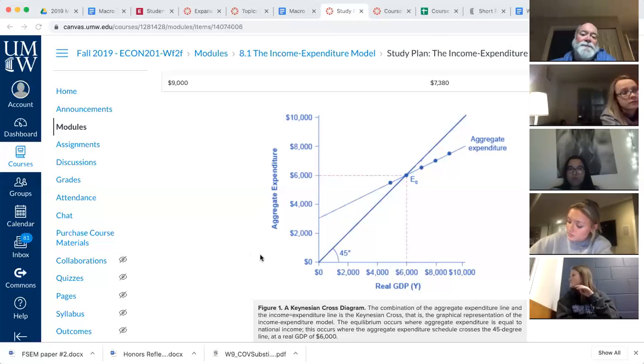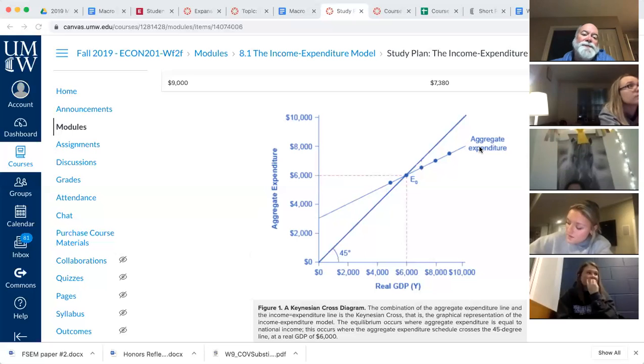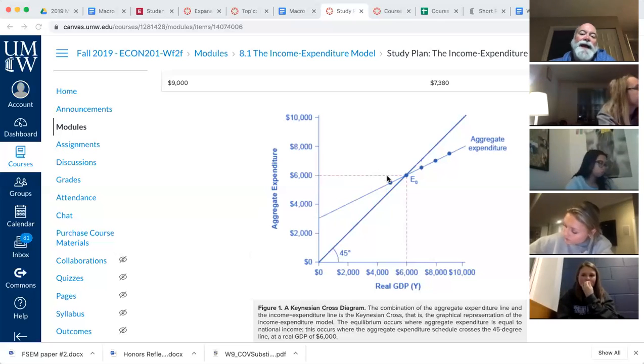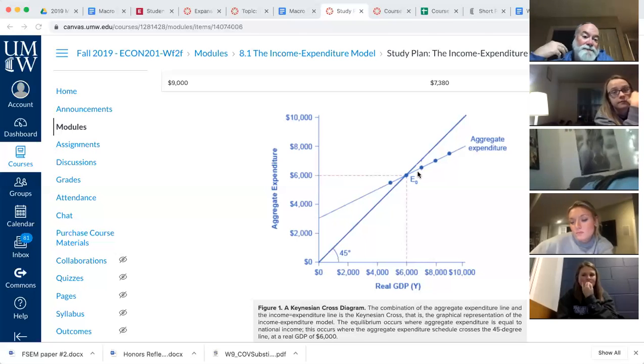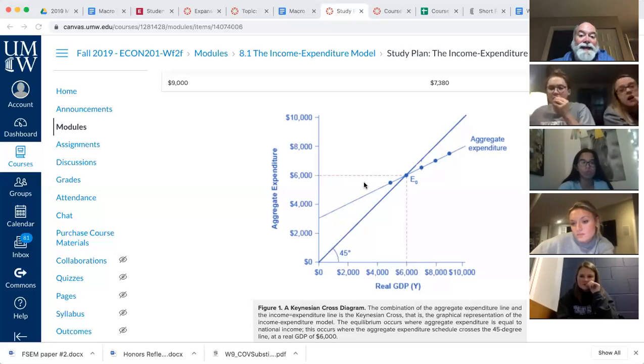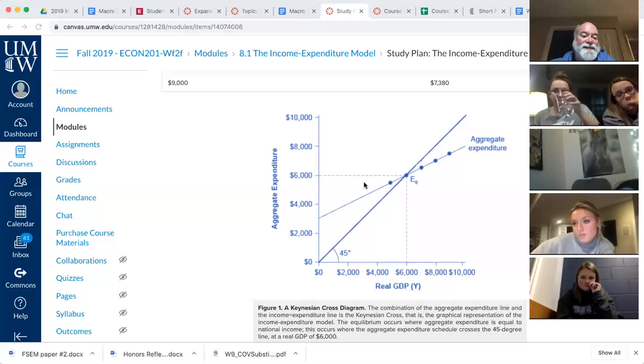But here's what Keynes had to say. Think about what goes into aggregate expenditures. We know that aggregate expenditure is consumer spending plus investment spending plus government spending plus net exports. Every year, people make decisions about consumption, businesses make decisions about investment, and government makes decisions about how much they're going to spend. What do you think the odds are that from one year to the next, all of those things balance out? So if consumers decide to spend a certain amount more, businesses will decide to spend exactly the same amount less. What do you think the odds of that are?